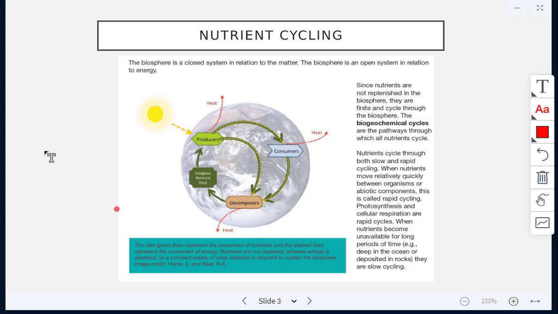Here in this diagram, the dark green lines are showing the movement of nutrients, and the dashed lines are showing the movement of energy. So nutrients are not depleted, but energy does get depleted. So we need a constant supply of solar radiation to sustain the biosphere.